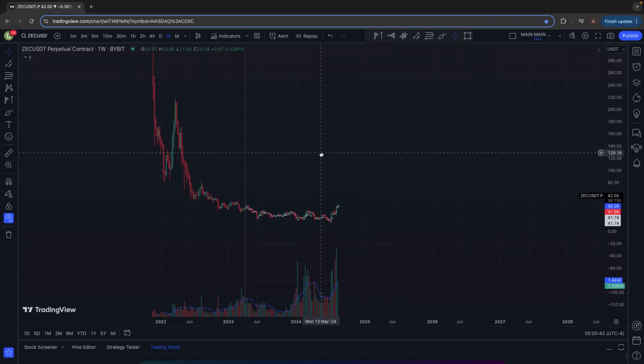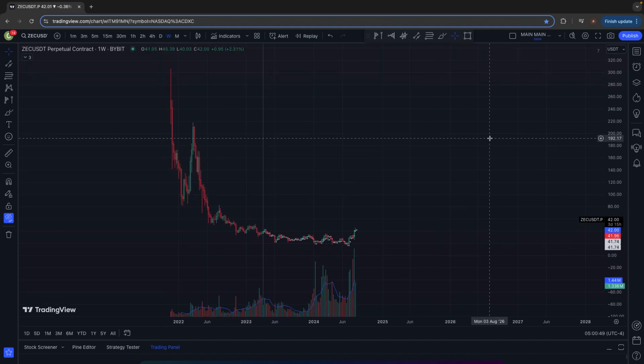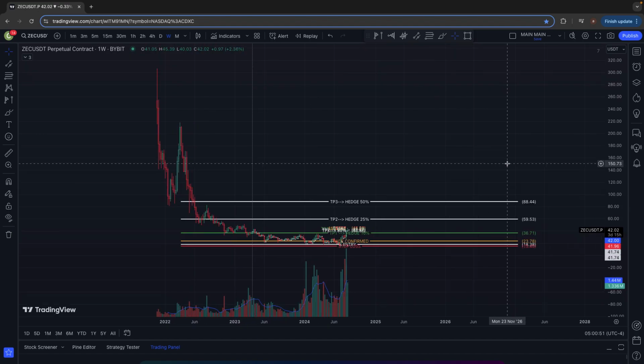Now what I'm going to do is I've already turned on my drawing. I already drew the short and I've already drawn the long. On this larger time frame, I want you to see this. This is how I would be approaching the long. If I took this long, I would be confirming it above $18. And then from $18, my first take profit would be around 36.71. And then after that, I'd be looking for 59 and so on.